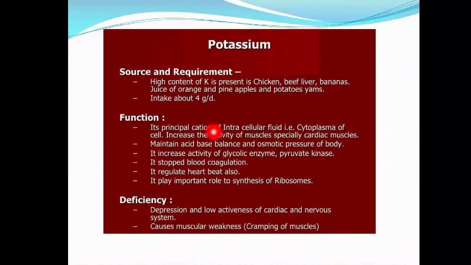So potassium sources are mentioned here. It is present in high content in chicken, beef, liver, bananas, juice of orange and pineapple, potatoes, and jams. Okay, so the intake is about 4 gram daily for a healthy person. What is the exact role of potassium? It is the principal cation of intracellular fluids, that is the cytoplasm of the cell, and increases the activity of the muscles, especially cardiac muscles. Potassium is very important in transportation of things inside the cell and outside the cell.